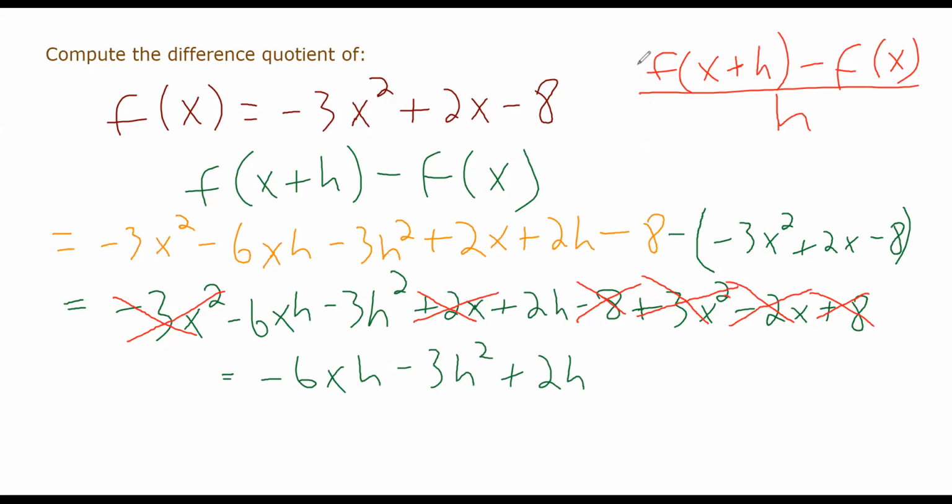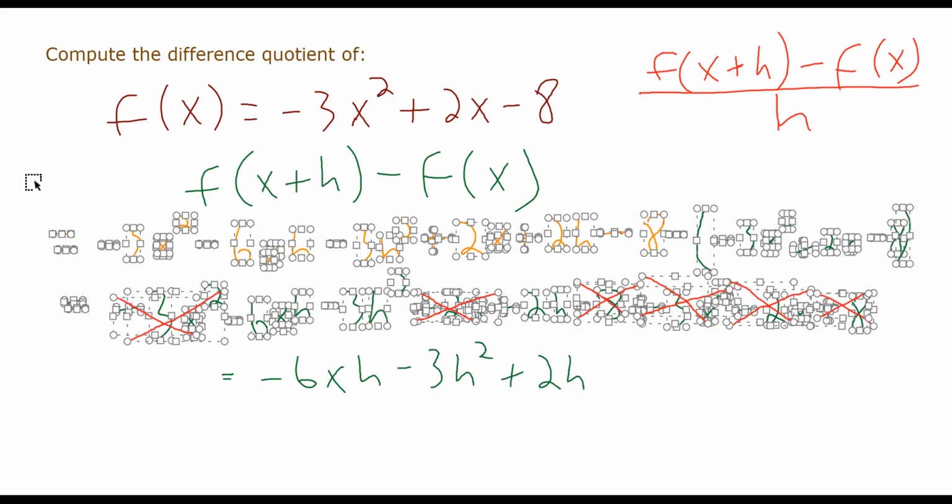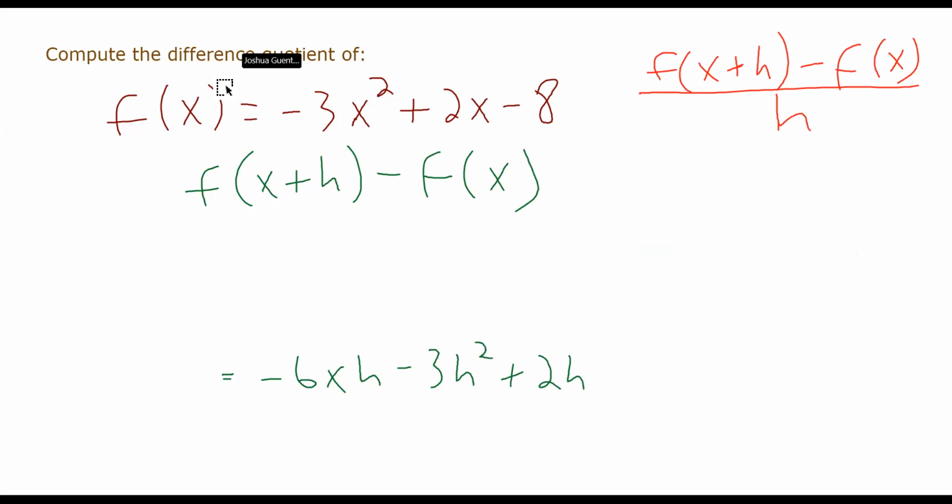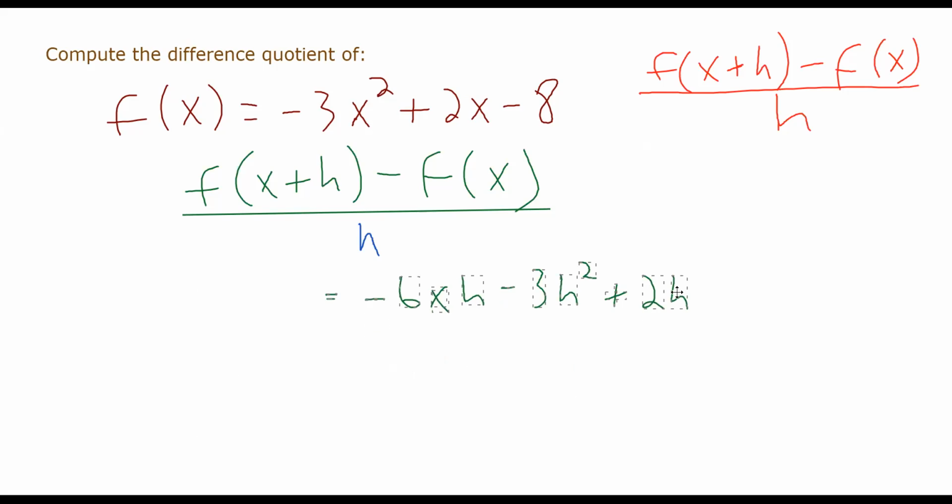So we've completed step 2. We've computed the entire numerator here. So now we're going to do the entire thing, which is to just take everything we just did and put it over h. So we just take this, put it over an h.